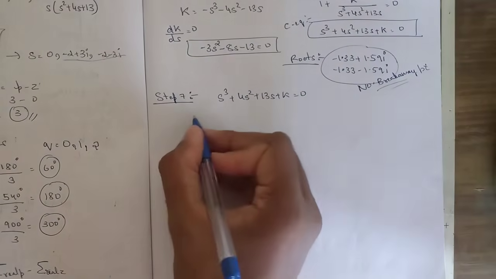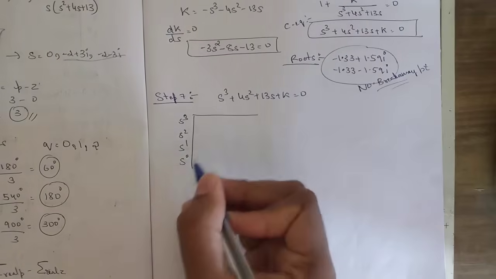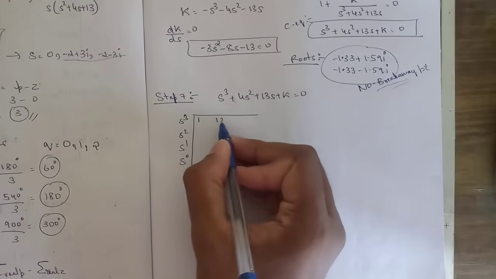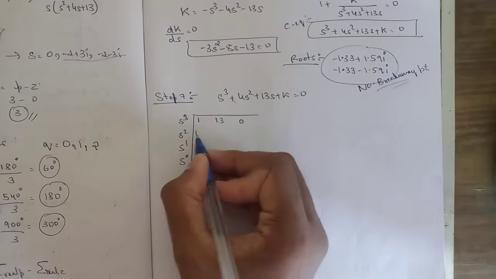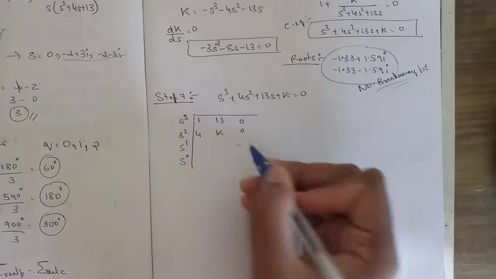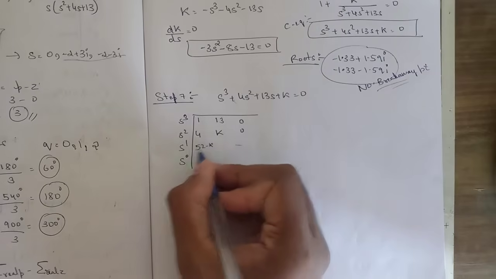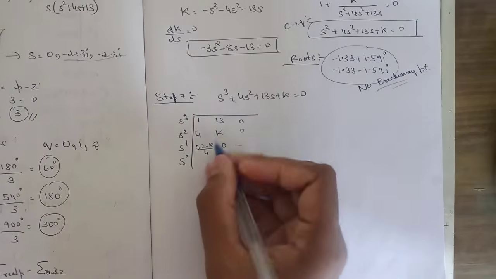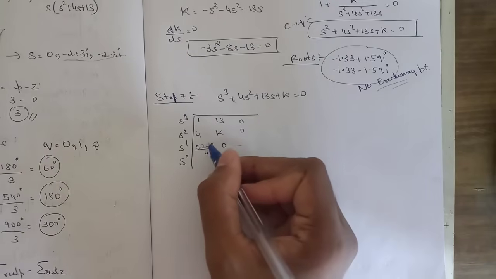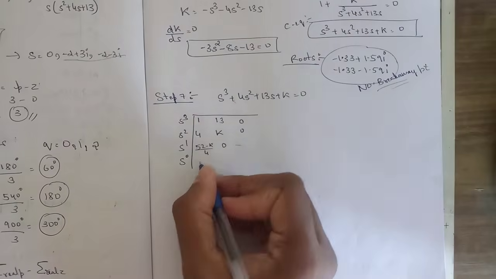So now for this we need to construct the Routh array: s cube, s square, s power 1, s power 0. Coefficient of s cube is 1, skip one term, coefficient of s is 13, then 4, k, 0. Now using these two rows, calculate the third row elements. 13 fours are 52, minus 1 into k is k, so (52 minus k) by 4, and 0. Then (52 minus k) by 4 into k minus 4 into 0, divided by this term. So in the numerator and denominator, (52 minus k) by 4 would get cancelled. We would be remaining only with this term, that is k.